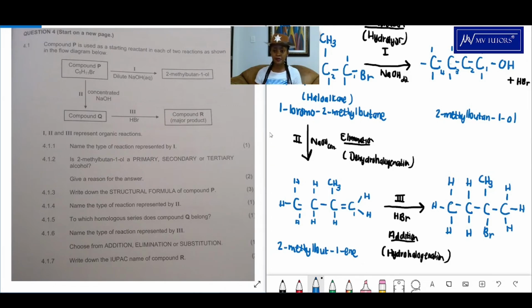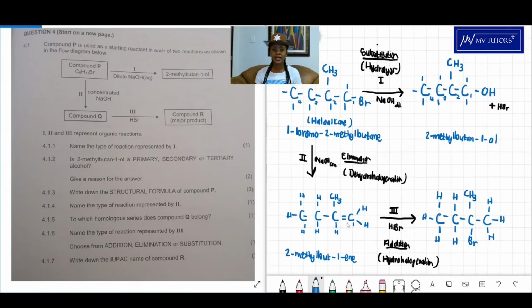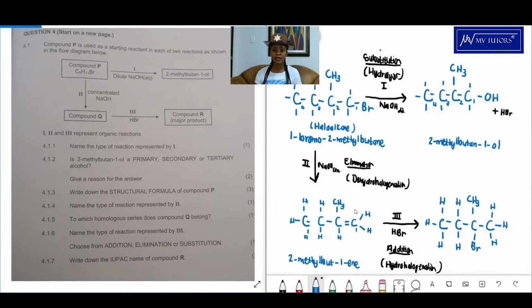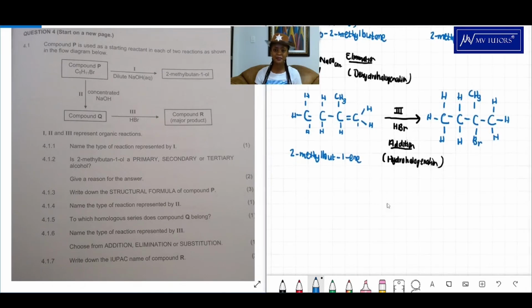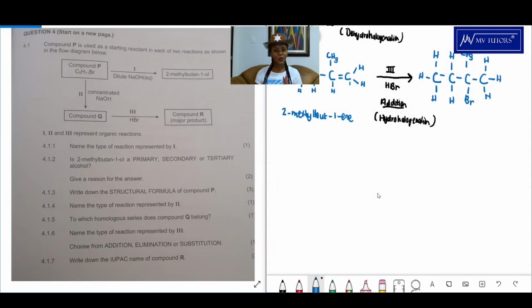What made this easy for me to see is that the first compound B had a bromine atom on the first carbon. So for me to go back and put it on the first carbon doesn't make sense. Okay, so we're going to put it on the second carbon. All right, so I think we are ready now to answer questions. We've taken time, but we are ready.